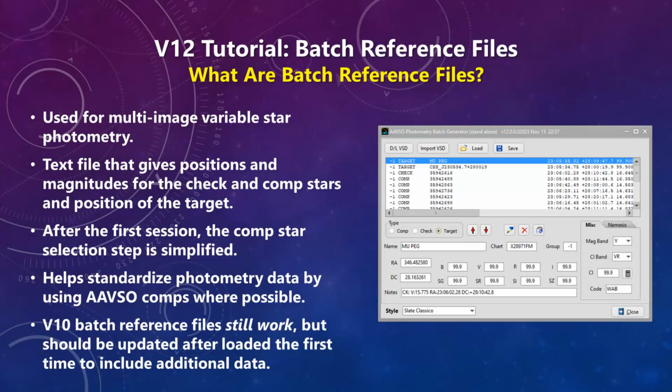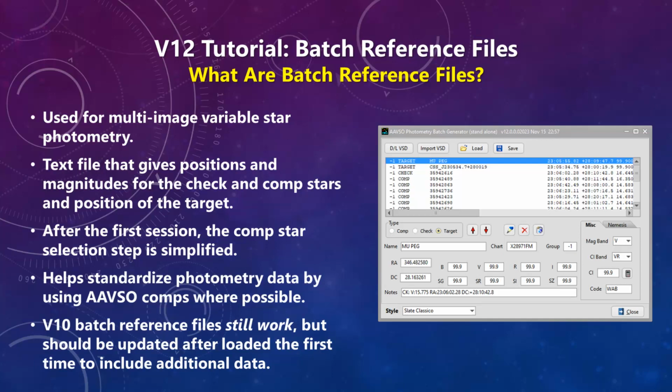Batch reference files are text files that provide information needed by the program when measuring time series variable star images. They include the stars to be measured, their positions, and, except for the target, the catalog magnitudes for the check and comparison stars.